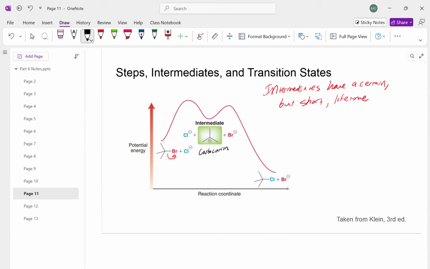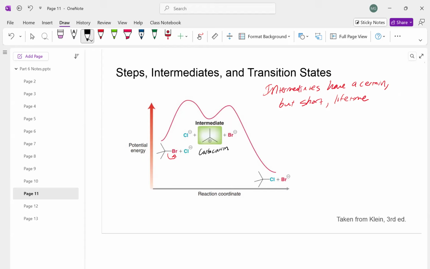And this intermediate is something that we can observe. It doesn't last very long. It has very, very short lifetimes. So short that sometimes we can't actually pull them out of solution. We can trap them in certain ways. I don't want to get too advanced in this, but there are ways that we can analyze to know that they actually exist, albeit very, very briefly.